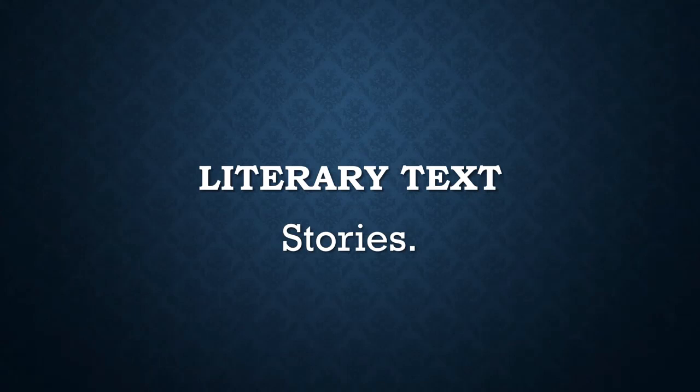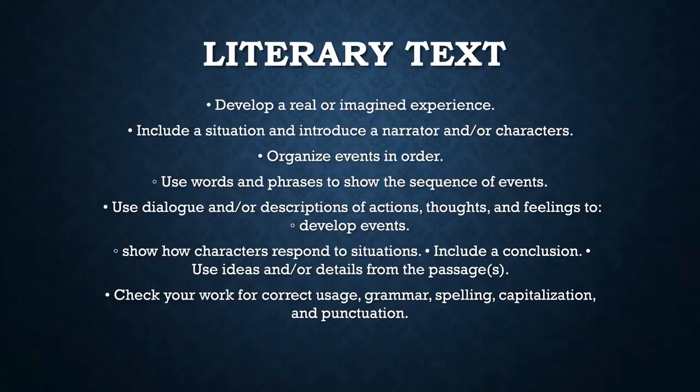So you need to know some words that will be tested on the GMAS. So first of all, let's talk about some of those words, and we'll get into it later as we progress. So the first word is literary text or narratives. That just means stories like Goldilocks and the Three Bears, or Little Red Riding Hood, or the Tortoise and the Hare. Those are stories. A literary text, when you write it, it develops a real or imagined experience.